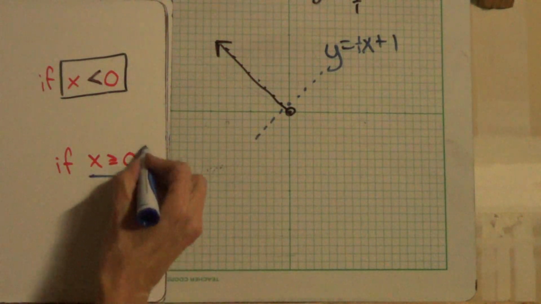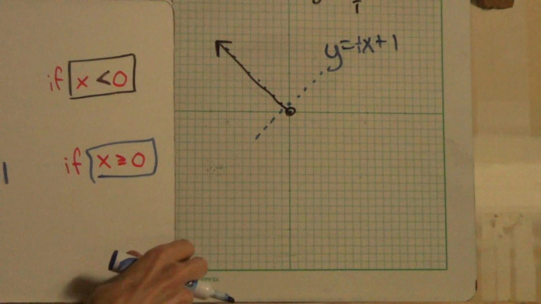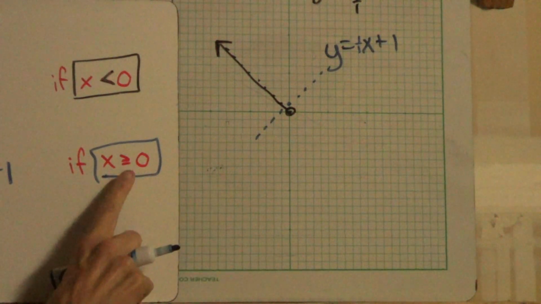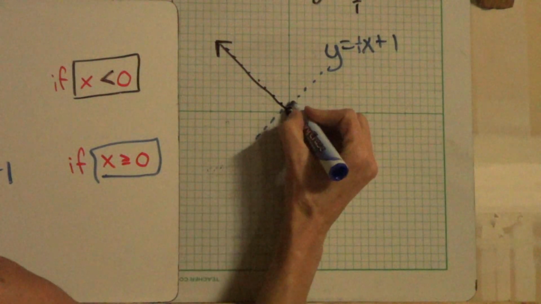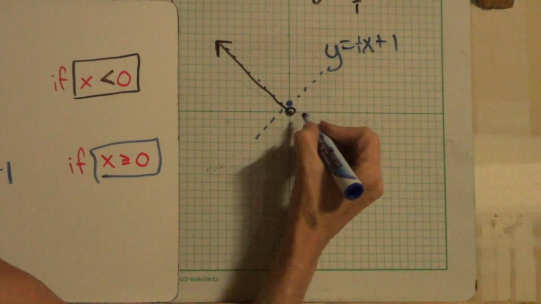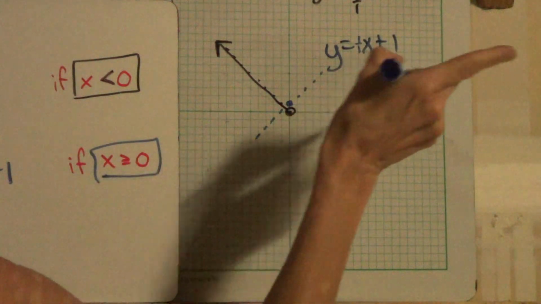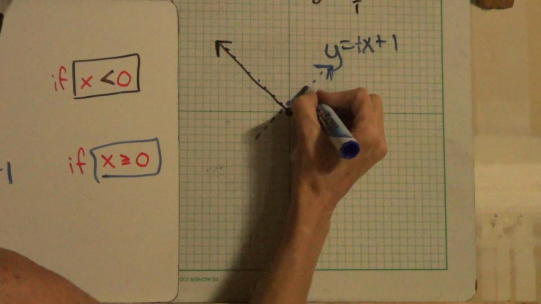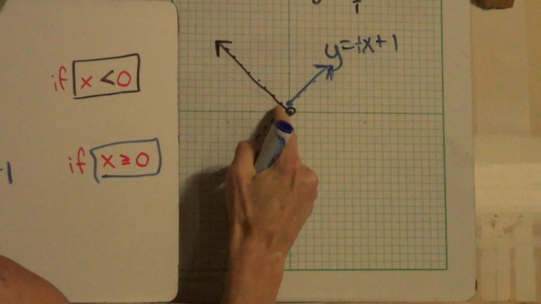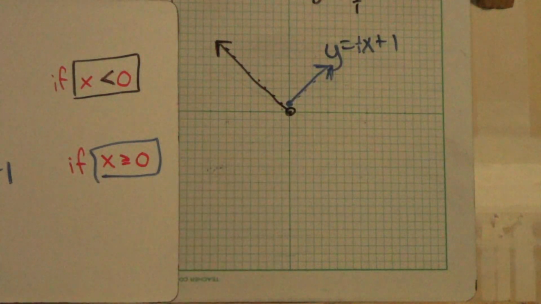Now I look at the window here. The window is x is greater than or equal to 0. So this time I go to the 0 and I put a solid dot. The arrow tip's going that way, so I can darken that side and connect those two. Now I erase all the rest of that line.